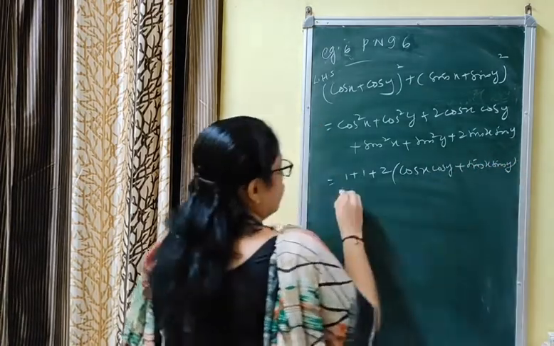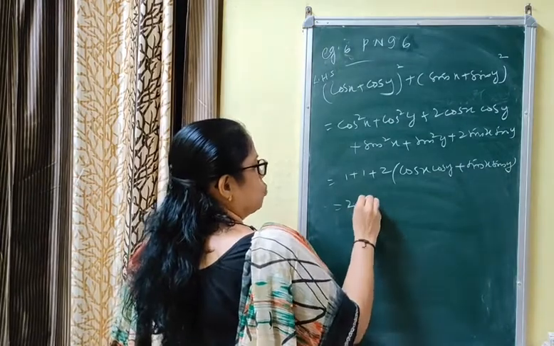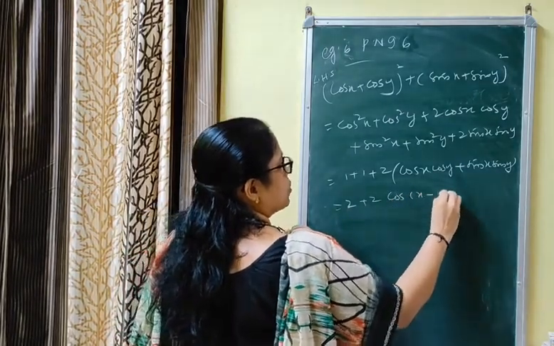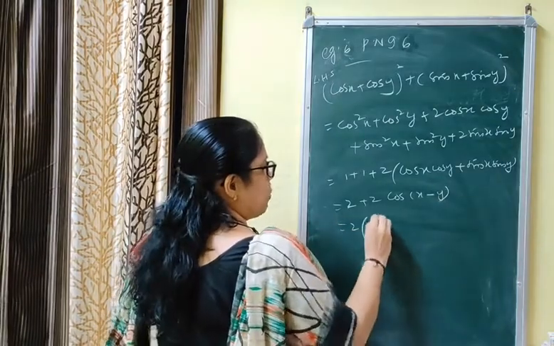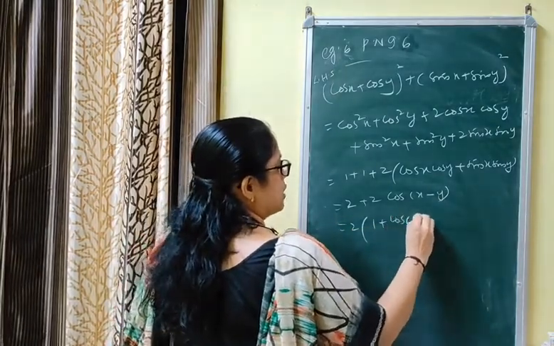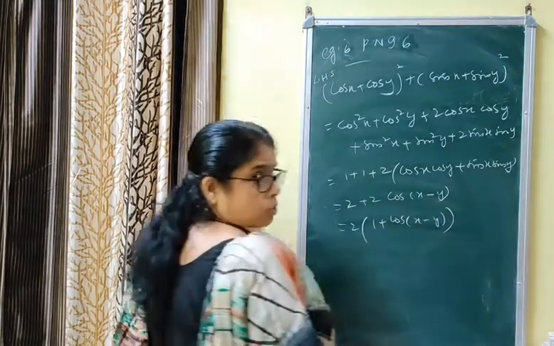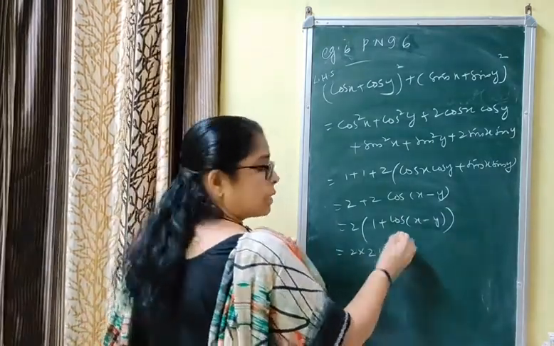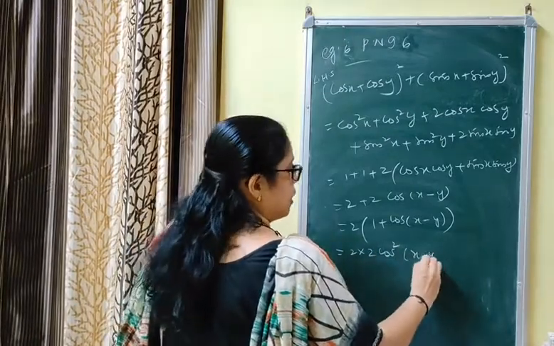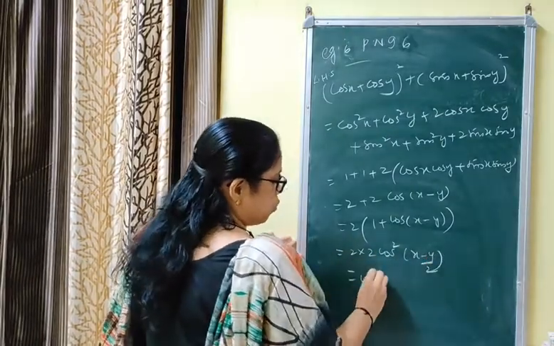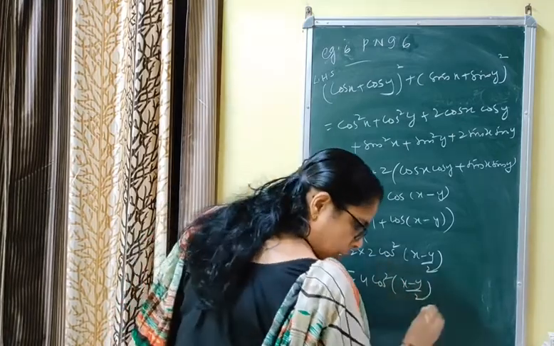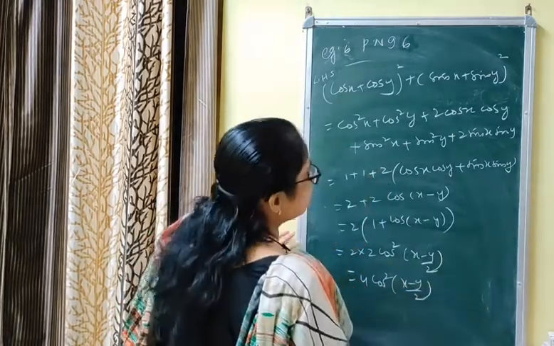Now again 2 plus 2 into cos A cos B plus sin A sin B is cos A minus B. You can take 2 common: 1 plus cos(x minus y). 1 plus cos theta is 2 cos square theta by 2. So it is 2 into 2 cos square (x minus y) by 2, that is 4 cos square (x minus y) by 2.